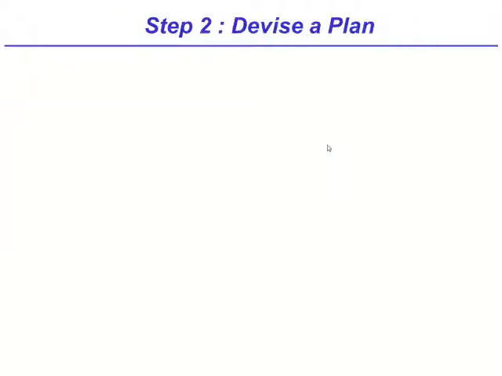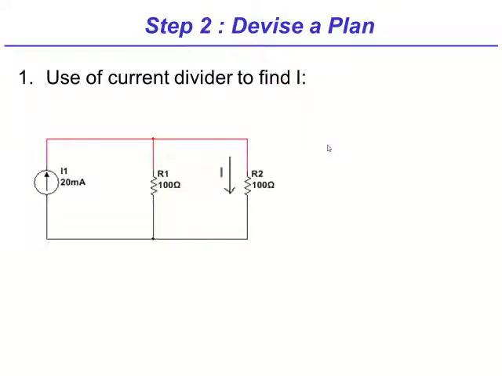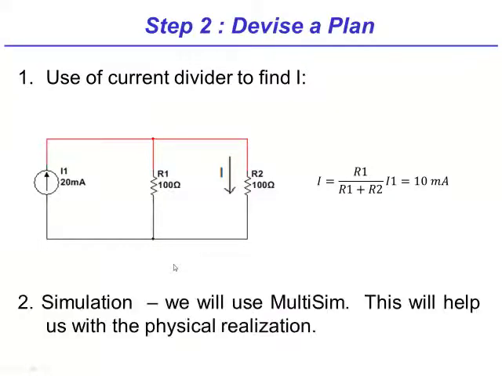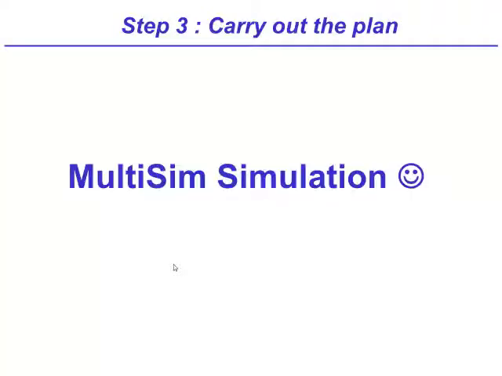Let's use the current divider to find I. The current through R2 is given by the other resistance, divided by the total resistance, times the input current. Hence, we get a value of 10 milliamps. Note that since R1 is equal to R2, this answer makes sense, since the input current I1 of 20 milliamps divides equally. Good job, Amir. Now, let us use Multisim to simulate the circuit and also understand the concept of current limit for the physical realization.